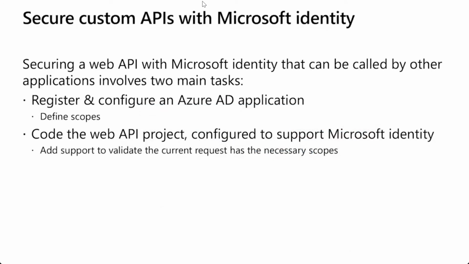Now, when you're building APIs, there's this notion of building out a secure custom API with the Microsoft identity platform. There are two main components to that. One is that you're going to register and configure an Azure AD application and define those scopes. And you're going to code your API project, configure the supported Microsoft identity, and then, of course, add support for validating requests inside of those necessary scopes.